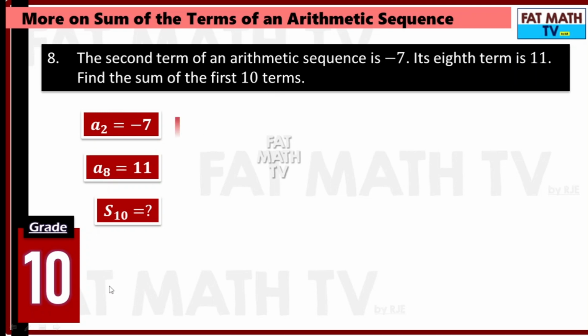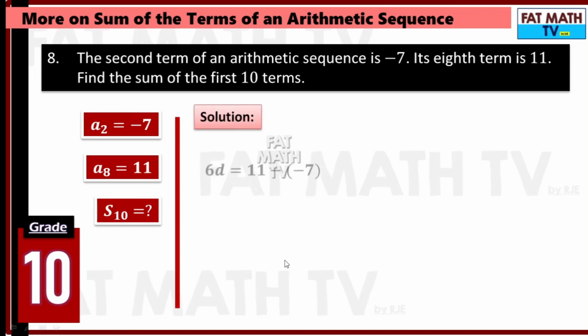So what are we going to do? Take note that we add the common difference to a sub 2 to get a sub 8 6 times. So the difference of a sub 8 and a sub 2 is 6d, or that is 11 minus negative 7. Okay? 6d equals 11 minus negative 7, because the difference of the eighth term and the second term is 6d. You added the common difference 6 times.